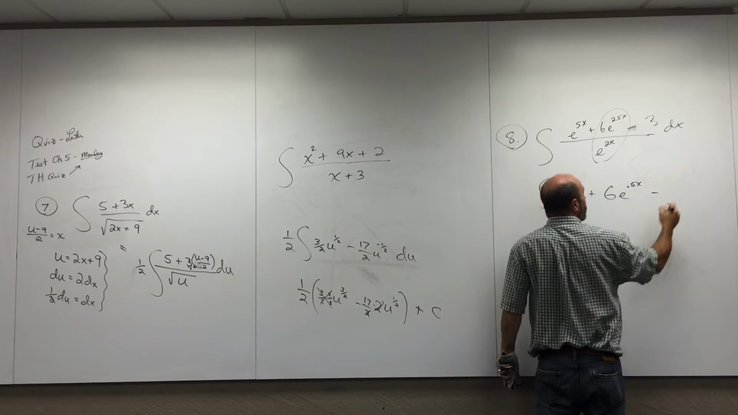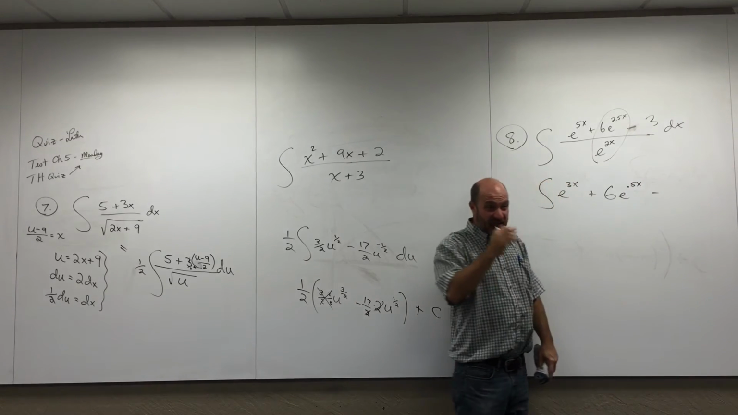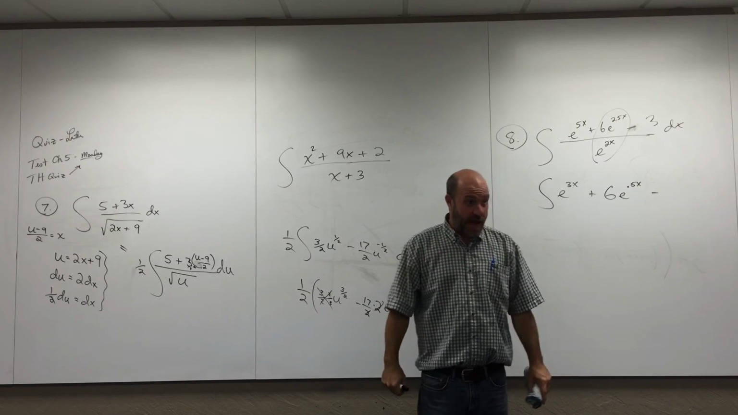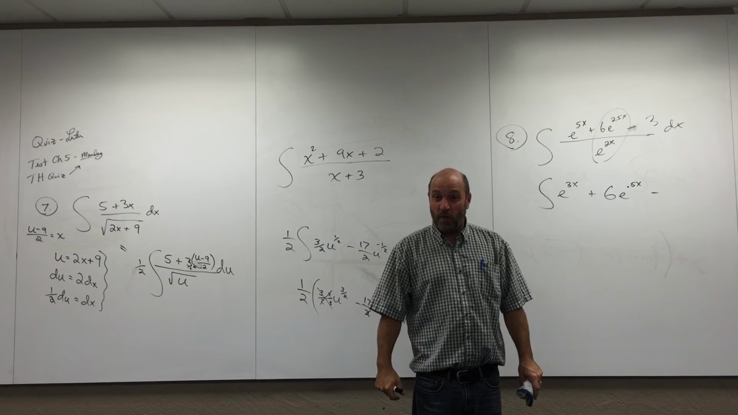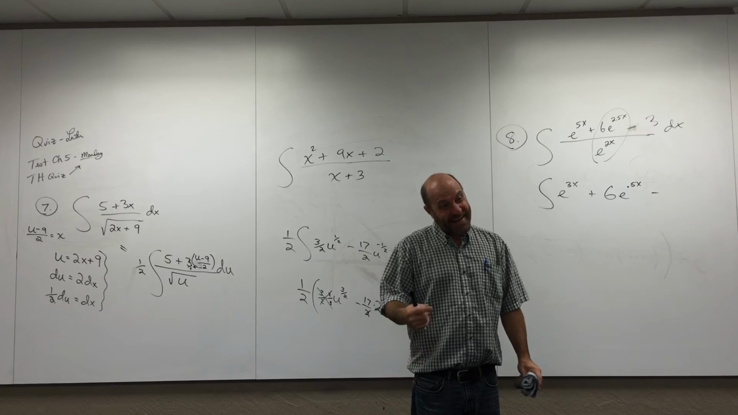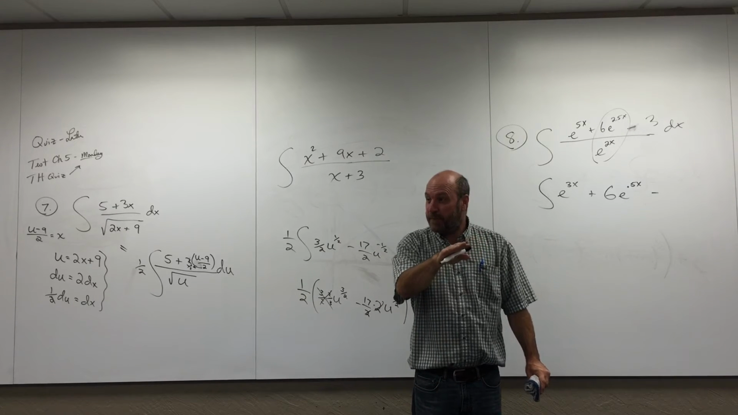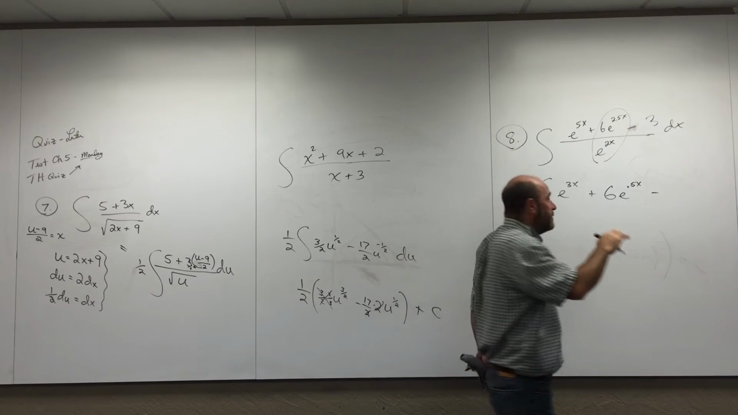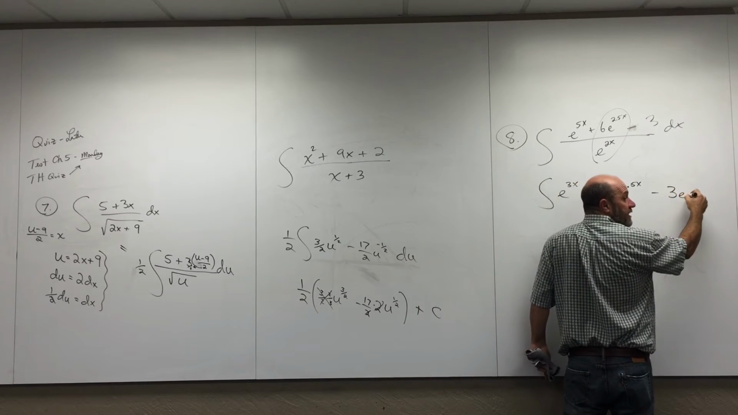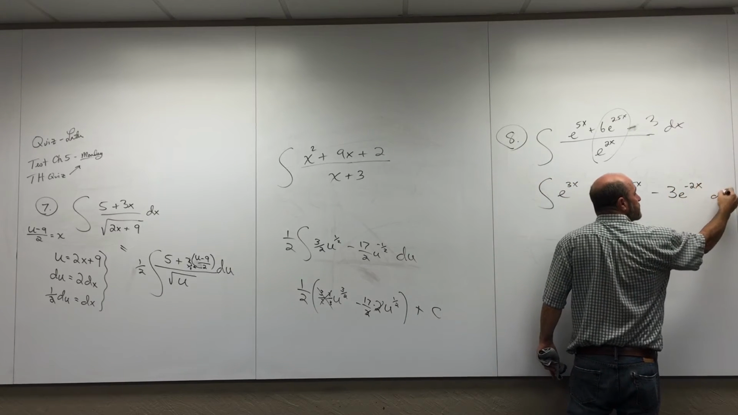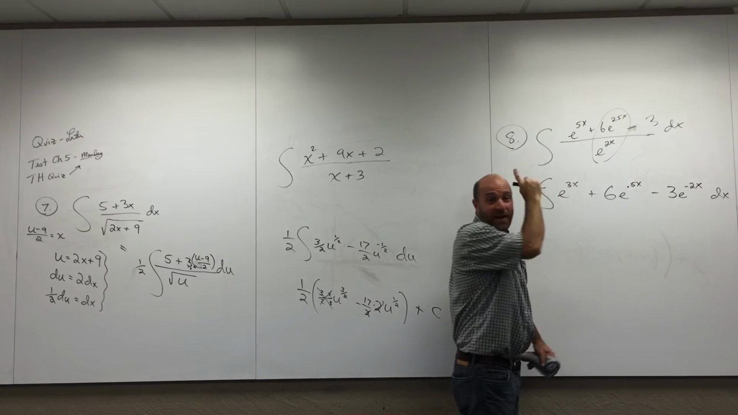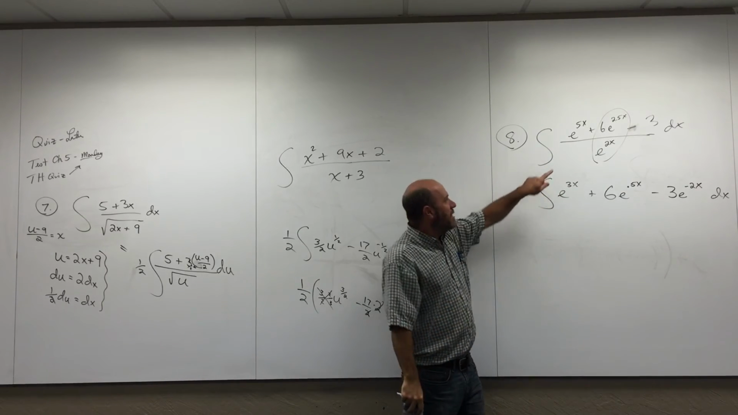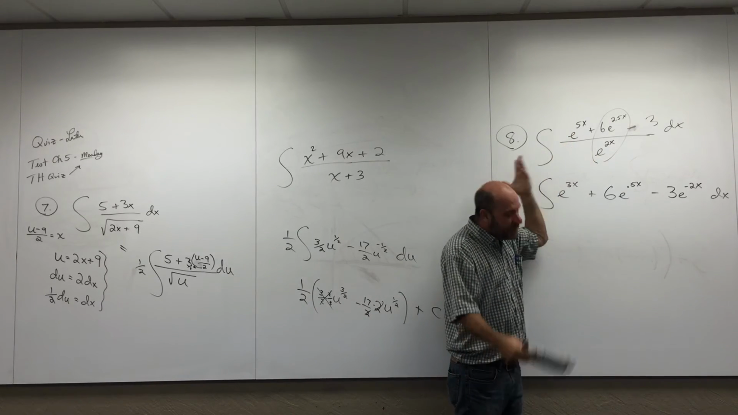What about over here? Minus 3 over e to the 2x. I don't want it to look like that. What do I want to do? I want to move it up and call it 3e to the negative 2x. Maybe that's what I did with all of them, and maybe I called it e to the negative 2x.